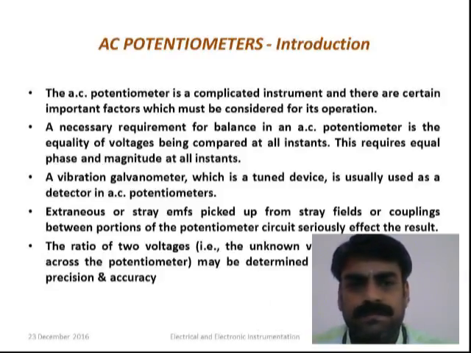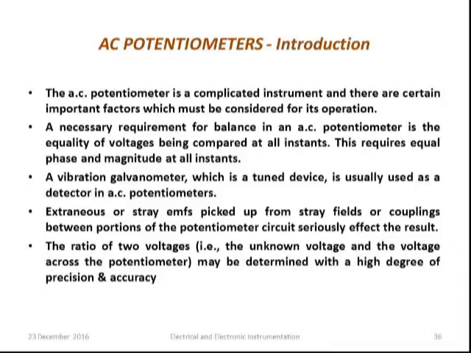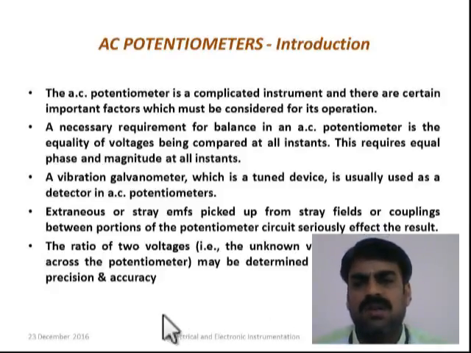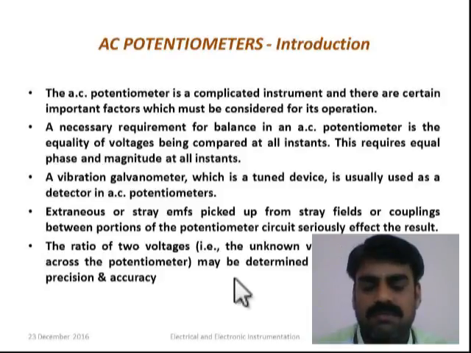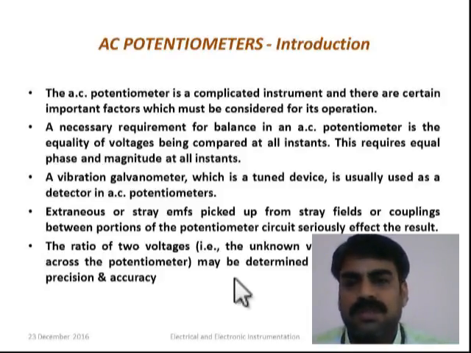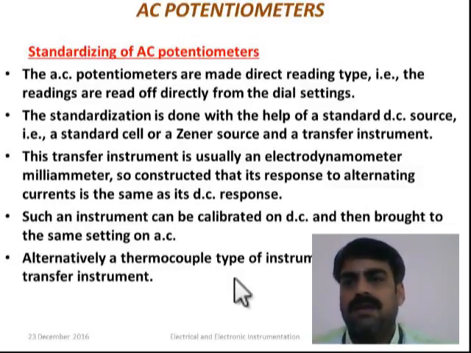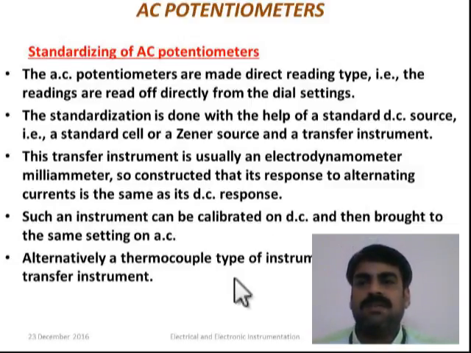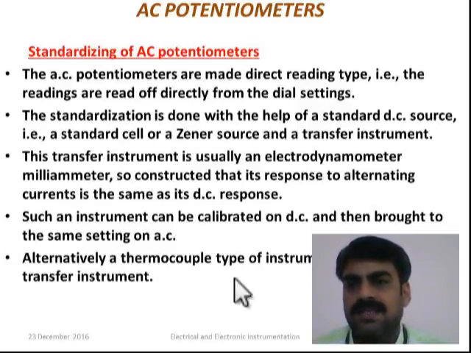And finally, the ratio of two voltages, the unknown voltage and the voltage across the potentiometer, may be determined with a high degree of precision and accuracy. This accuracy and precision is one of the primary advantages of measurements with a potentiometer. And like the DC potentiometer, even AC potentiometers need to be standardized.